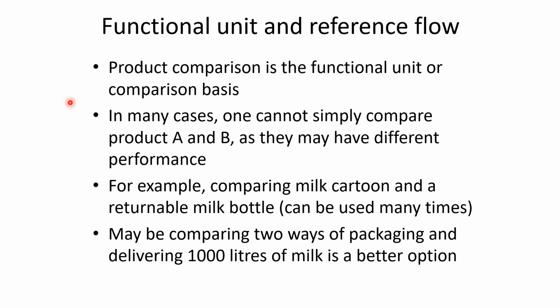Now, functional unit, as I tried to explain earlier, is the comparison basis for products. In many cases, one simply cannot compare products A and B as they have different performance. For example, when you're comparing a milk carton versus a returnable milk bottle, maybe the returnable milk bottle can be used many, many times. So what can be compared is the two ways of packaging and delivering 1,000 liters of milk. That could be packaging and delivering 1,000 liters of milk using method A versus method B. So that's the fair comparison.